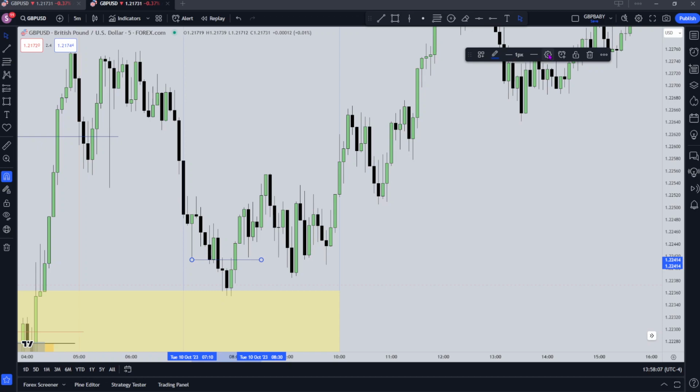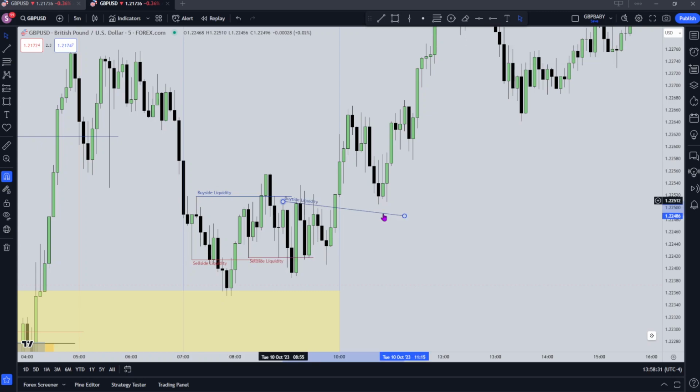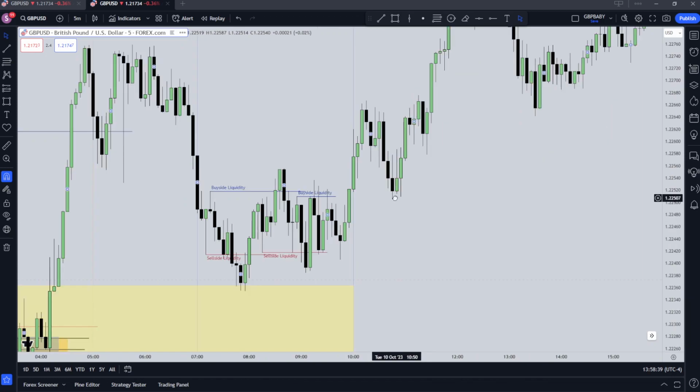And then we've got buy side that gets taken there, swing high. And then we've got sell side getting taken again here, swing lows, relative equal lows. And then we got buy side getting taken once again here, swing highs. And then you can see we finally expand out of that, come down one more time, and then we continue higher for the rest of the day.